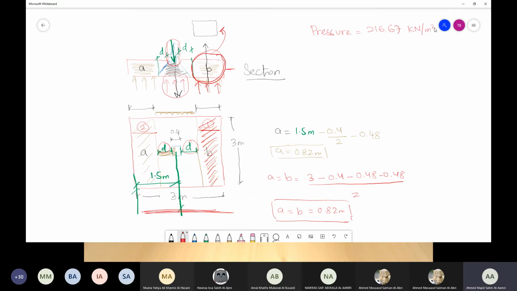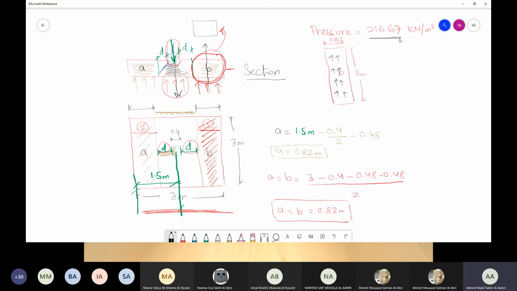So you are telling me for this particular portion, which is B, which is having a dimension of 0.82 as a width and 3 meters in length, it is having a pressure which is acting as an area load of 216.67 kilonewton per meter square. Right.